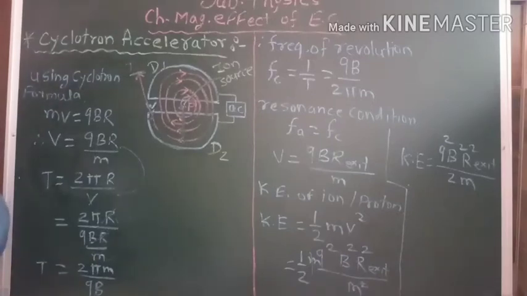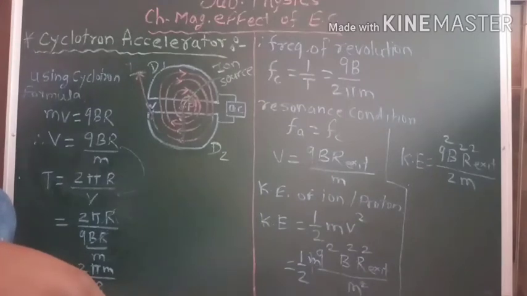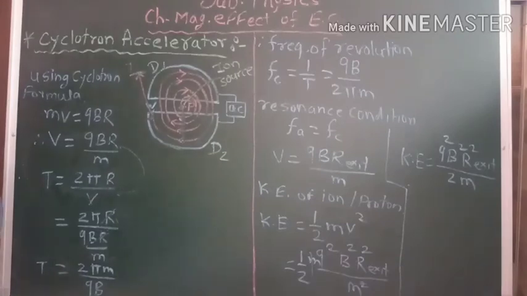This is the cyclotron accelerator. The cyclotron accelerator is a charge accelerator. By using this charge accelerator, we produce a high voltage of about 10,000 volts and a high frequency of 10 megahertz.